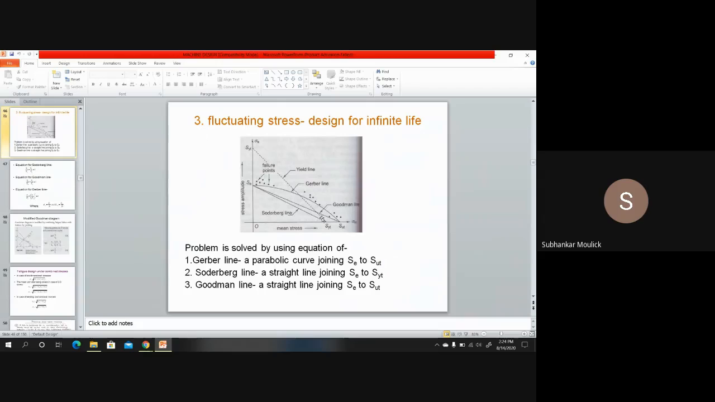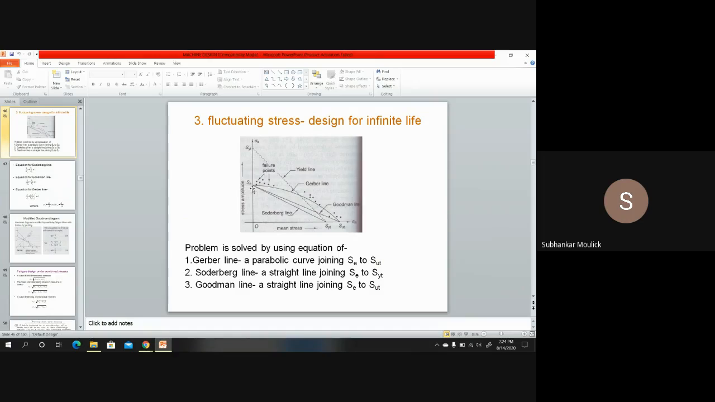So the maximum failure point of any component subjected to static load can be what? It can be either SYT, if the material is ductile in nature, yield strength will be the failure criterion, or ultimate strength, that is SUT, will be the failure criterion.